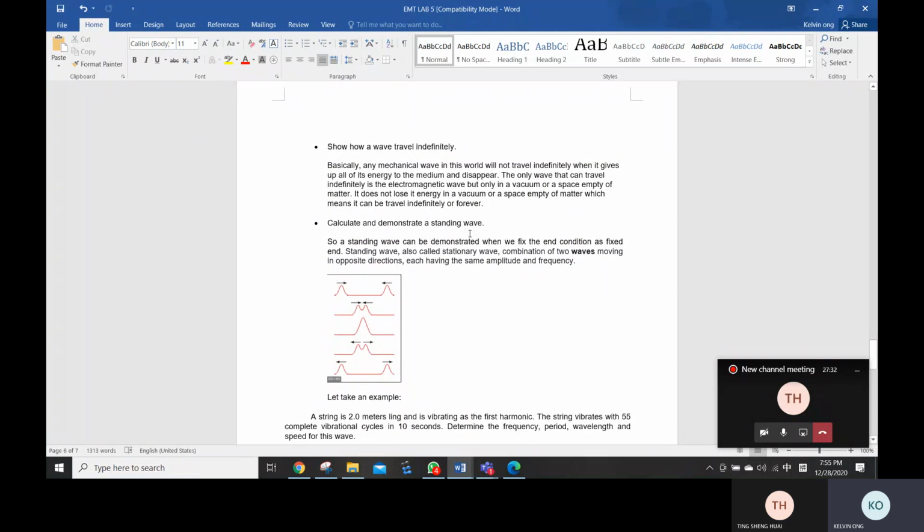Basically, any mechanical wave in this world will not travel indefinitely, because it gives up all of its energy to the medium and disappears. When it uses up all the energy, the wave will disappear. The only wave that can travel indefinitely is the electromagnetic wave, but only in one condition: in a vacuum, a space empty of matter. It does not lose its energy in a vacuum, which means it can travel indefinitely, or forever.